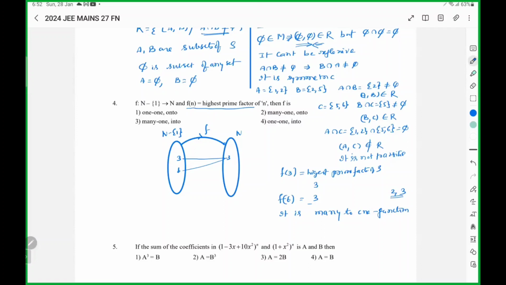And is it onto? Onto means every element must have a pre-image. Suppose you take 1 here, so 1 must be a prime factor, right? But 1 has no prime factor.